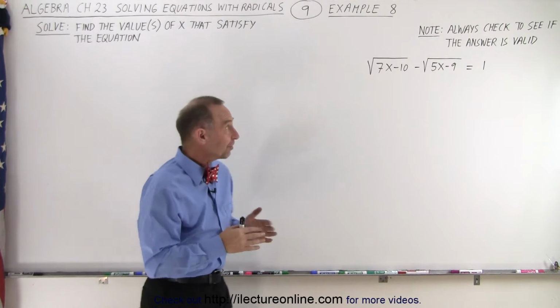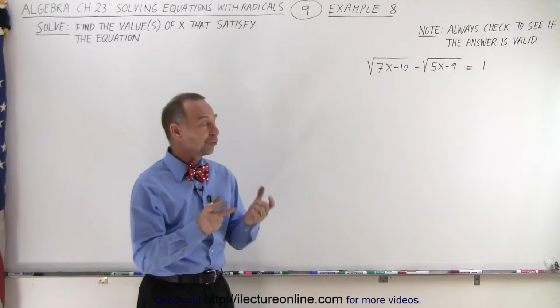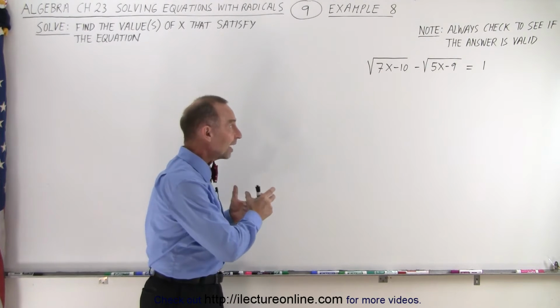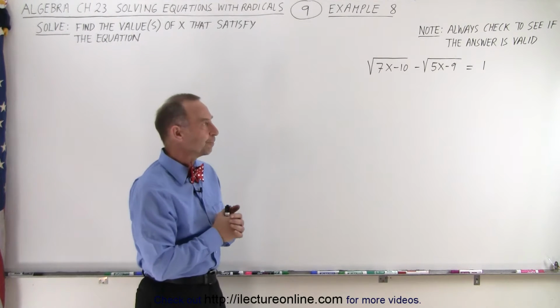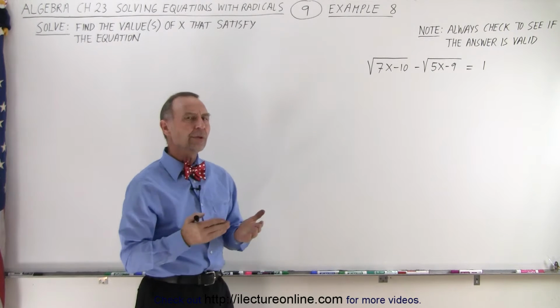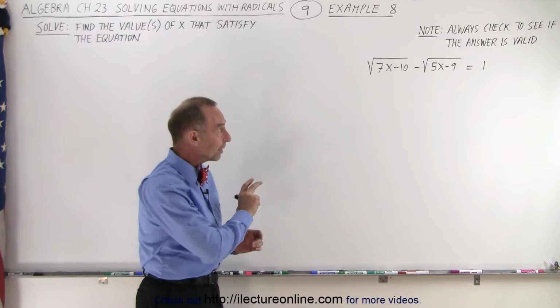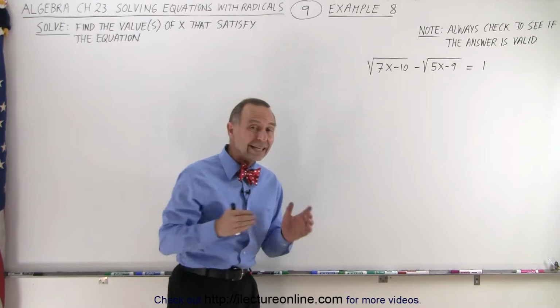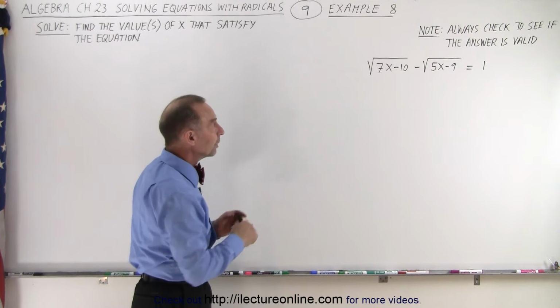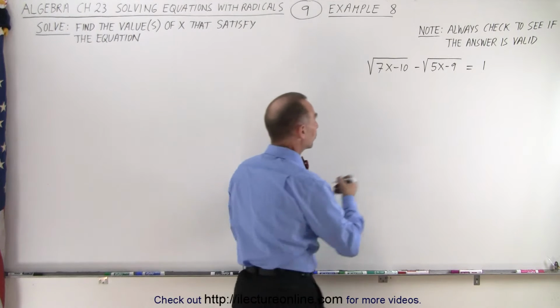Our next problem is kind of an interesting one where we have two radicals on the same side, on the left side of the equation. So you might say, well, what do we do with that? And usually the best thing to do is to take one of those radicals and move it to the other side, even though there's already a term there. So when we do that, it will look as follows.